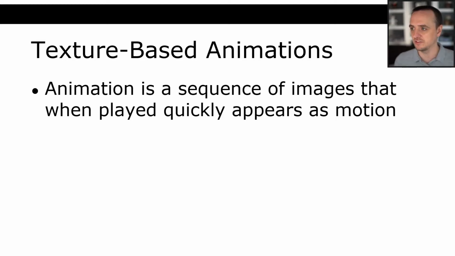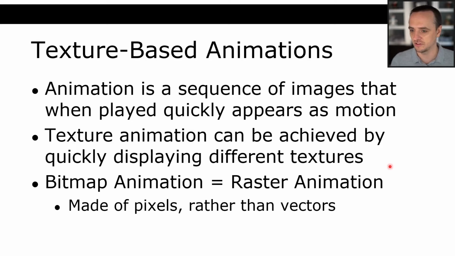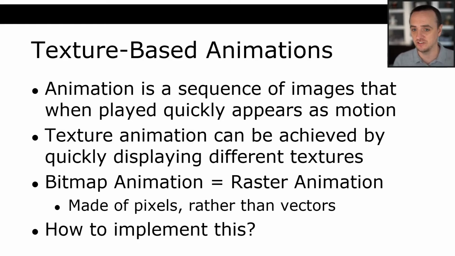There are many, many different ways to do animations in games, and sequences of textures is one of them, okay? So texture animation can be achieved by quickly displaying different textures. We saw that in assignment 2, we did a different type of animation where we just set the rotation of something, right? There were no textures in assignment 2, but things looked like they were animated. So bitmap animation, or raster animation as it's called, is animation that's made from pixels rather than, for example, vector animation. We won't be doing that in this course, but we are doing bitmap or what's called raster animation, which is just a series of textures that we're drawing in a row.